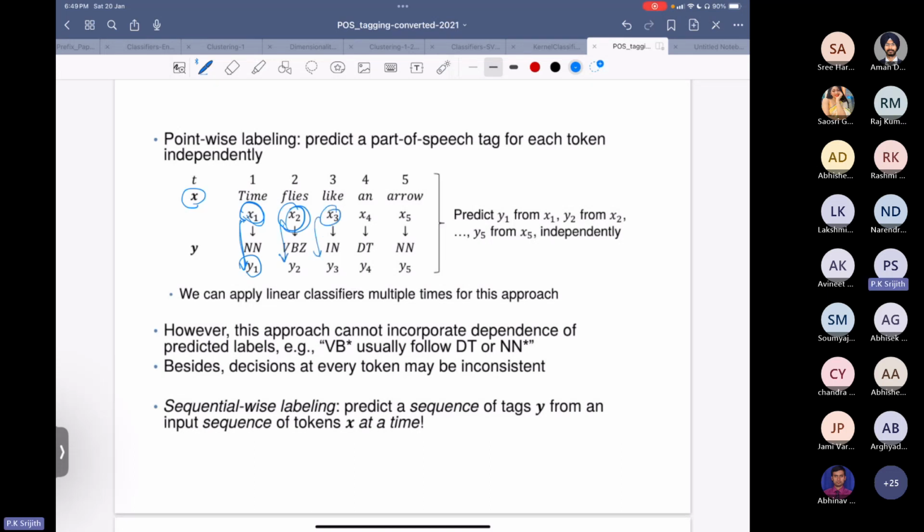This kind of point-wise labeling is one way to approach this. And in doing this point-based labeling, we can use any existing classifiers you are aware of, maybe a nearest neighbors classifier or logistic regression. Any classifier that you are aware of, you can use it. That is one way to solve this problem.